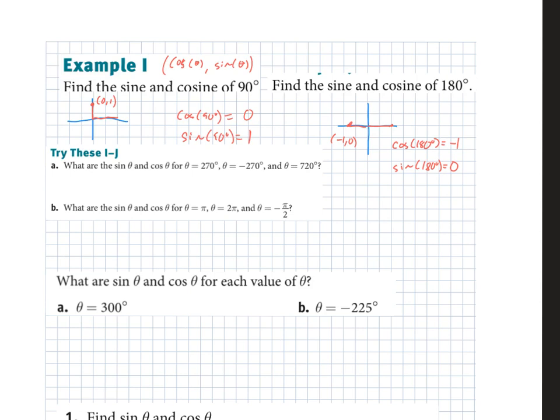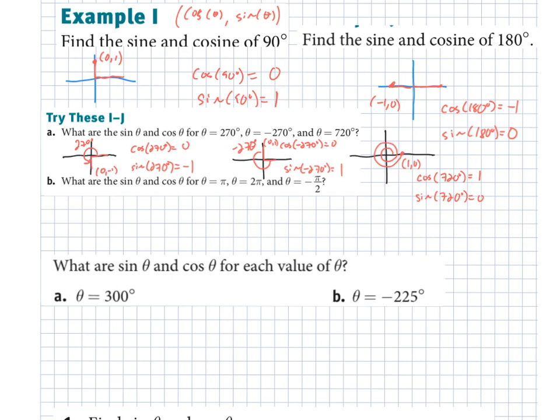Okay, the next one has us do all three of these, so go ahead and hit pause, try them on yourself, and then I'll reveal the answers momentarily. Okay, so on try these, letter A, the cosine of 270 is 0, the sine of 270 is -1, based on having that location, 270 degrees rotates all the way down here. For -270 degrees, a good reminder that negative angles rotate the opposite direction, and I actually wind up here.